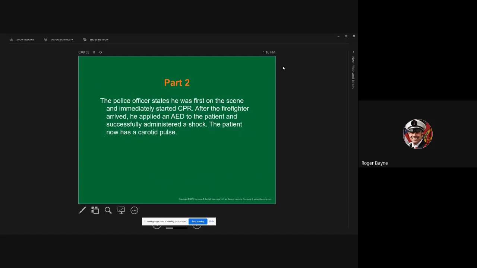The police officer states he was the first one on the scene, which is very typical, and immediately started CPR. He's going to follow the American Heart Association guidelines. He's going to do 30 chest compressions and then two breaths, and he's going to put the AED on the patient, the automatic external defibrillator. So after the firefighter arrived, he applied an AED to the patient and successfully administered a shock. So the AED is a device that you guys are going to be carrying on your ambulance that will allow you to defibrillate or shock a patient that is in a lethal rhythm.